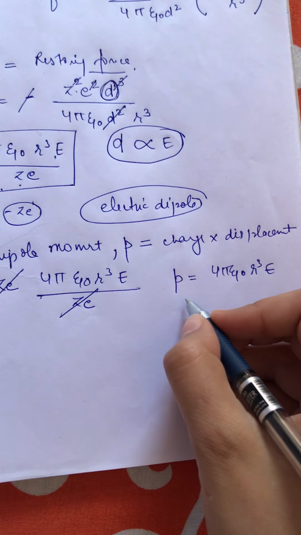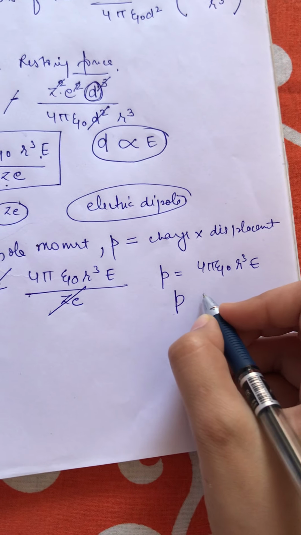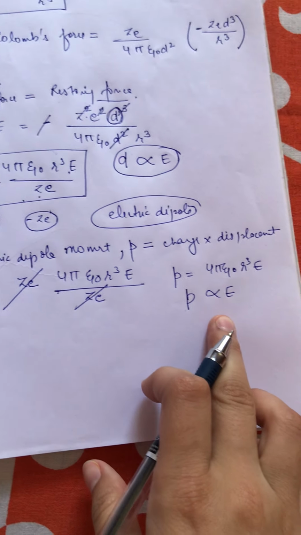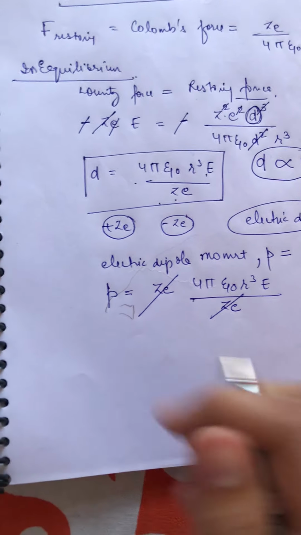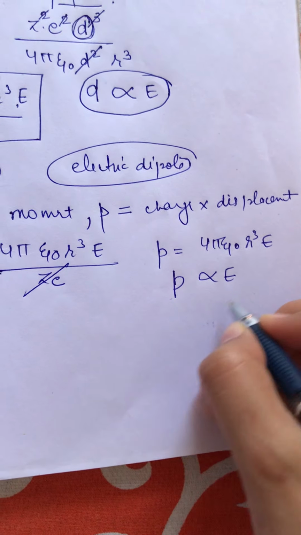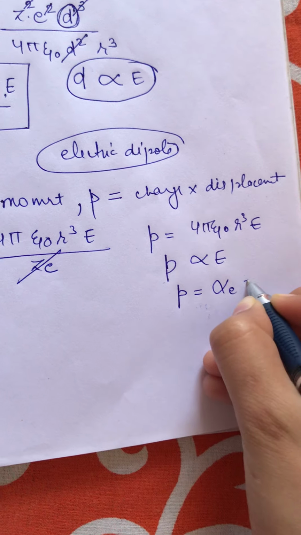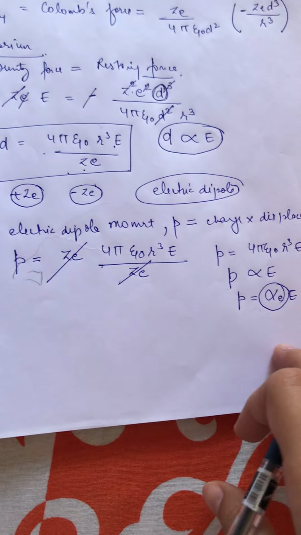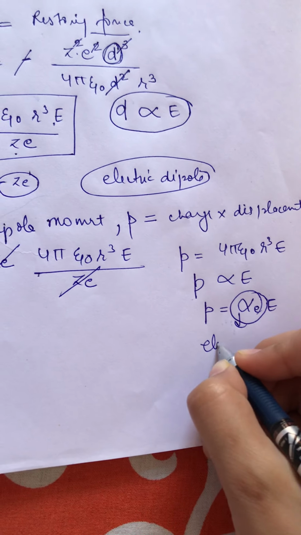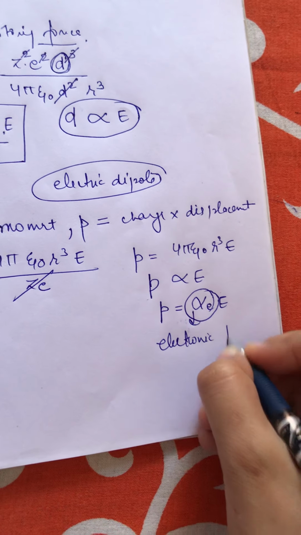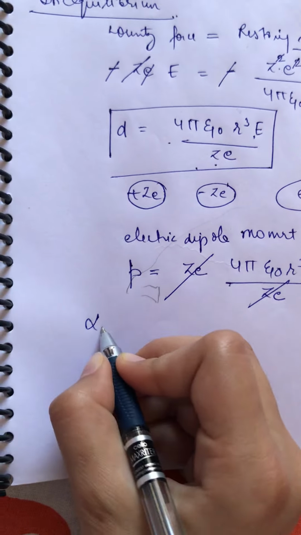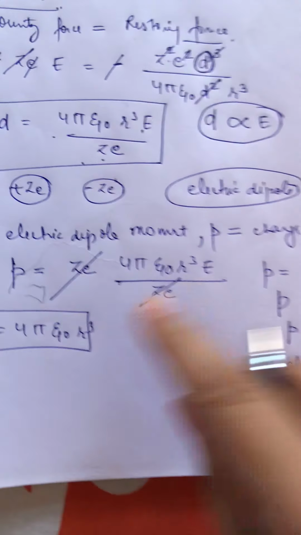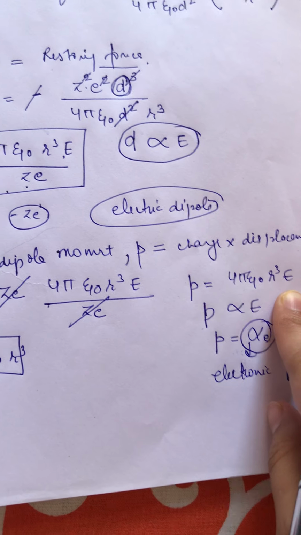From this equation we get that P is directly proportional to the electric field, that is the dipole moment is directly proportional to E. So we will solve it further. We'll get P is equal to alpha E into E, where alpha E is the proportionality constant and is the electronic polarizability. Its value is equal to 4 pi epsilon naught r cube. We've got this value from this equation.